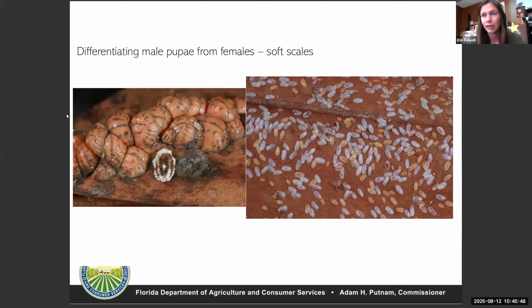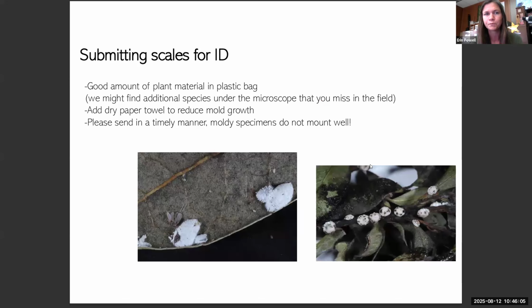This is tulip tree scale. That's really common on magnolia. So again, this one will be where a lot of times the females are on the stems of the tree, but then the male pupae are on the underside of the leaves. And I'll just get the male pupae, but I really need those adult females that are on a different part of the plant.